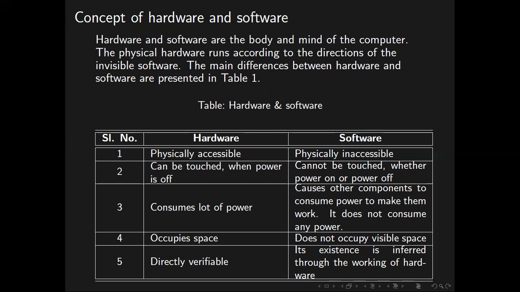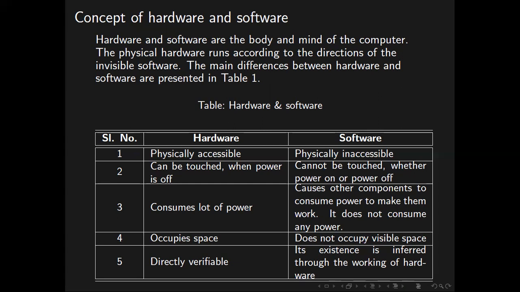What are the two major components of a computer system? One is the hardware, the other one is software. Hardware, software.